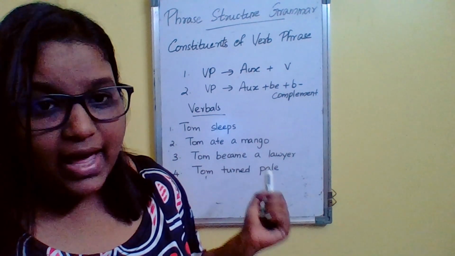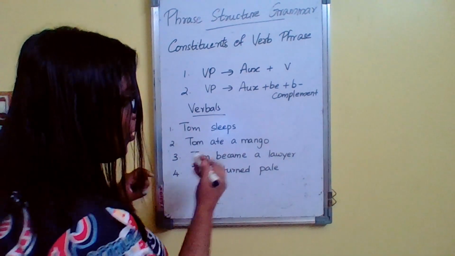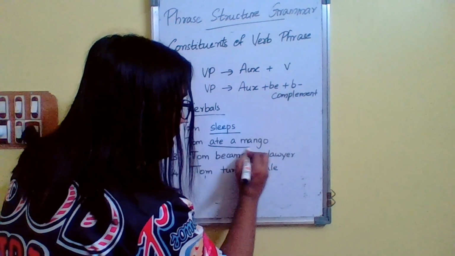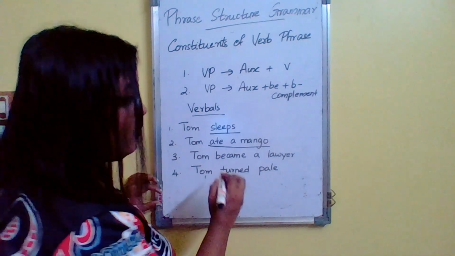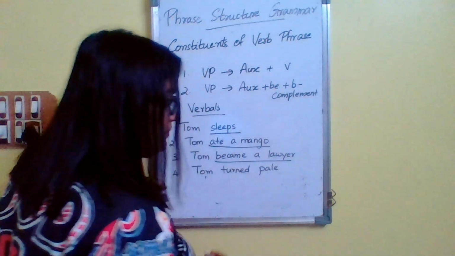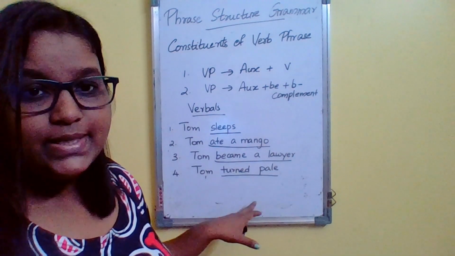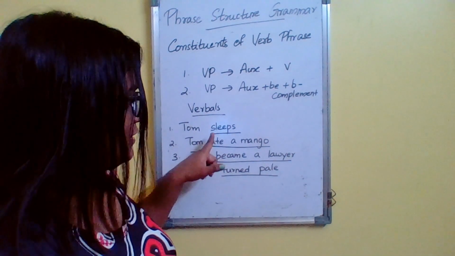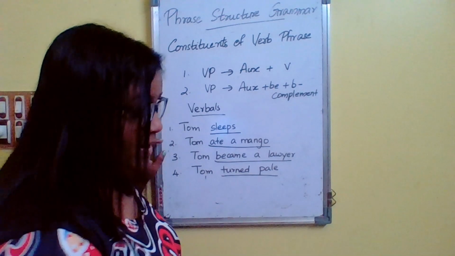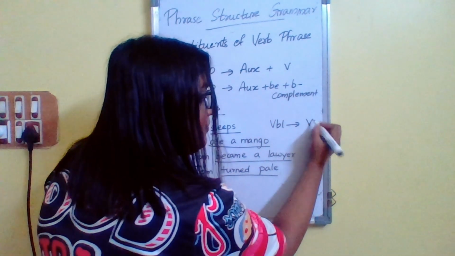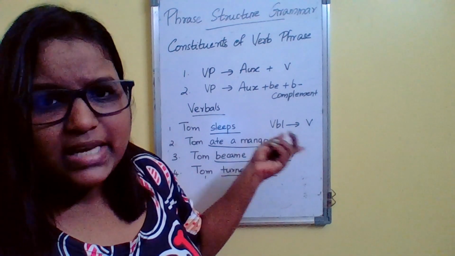Let's analyze these sentences. Tom sleeps. Tom ate a mango. Tom became a lawyer. And Tom turned pale. Let's analyze these VPs. First of all, in Tom sleeps, the verbal is a verb. It's a simple verb, sleeps.